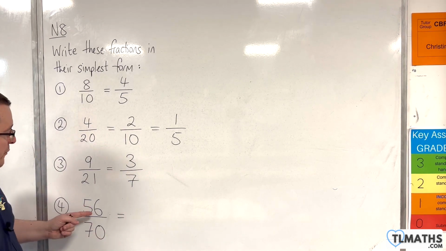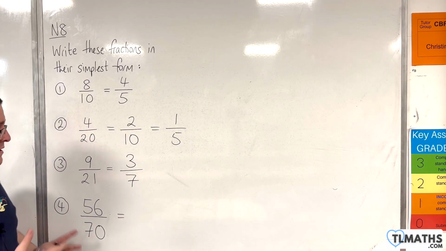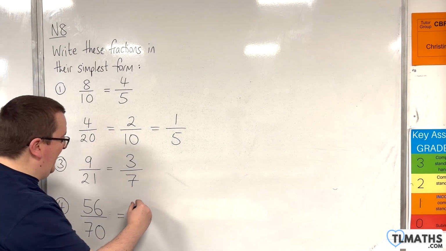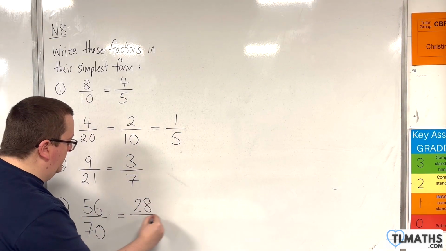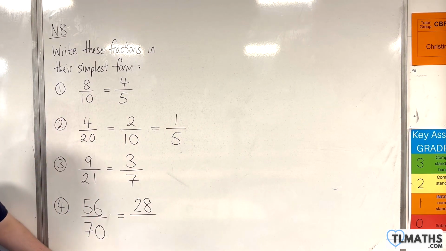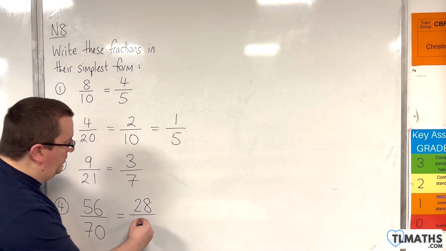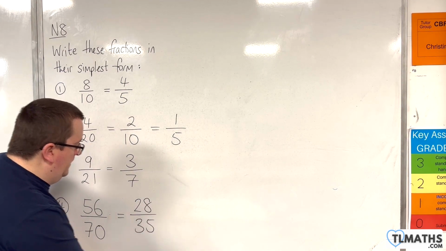56/70. Now both top and bottom are even, so we can divide top and bottom by 2. 56 divided by 2 is 28. If you need a bit of scrap paper to do that on, that's fine. 70 divided by 2 is 35.